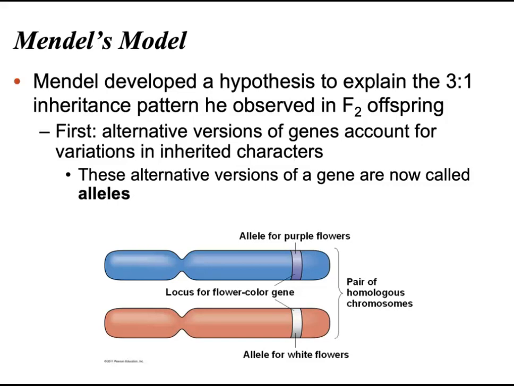Remember, homologs are the mom and dad versions of a chromosome. Chromosomes in a homologous pair are the same length and shape and carry genes controlling the same inherited characters.